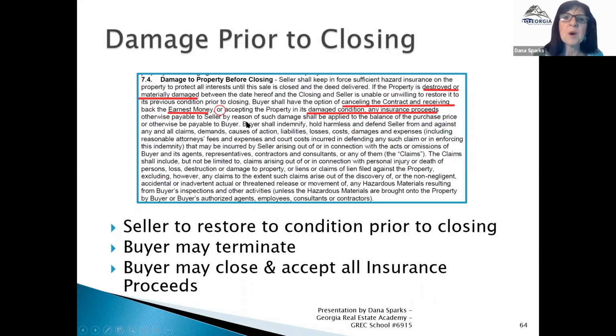Here's where it talks about if the property was substantially damaged prior to closing. That means destroyed by a weather issue, fire, tornado, hurricane, tree falling on it. Yes, 5 days, longer before closing might be better.